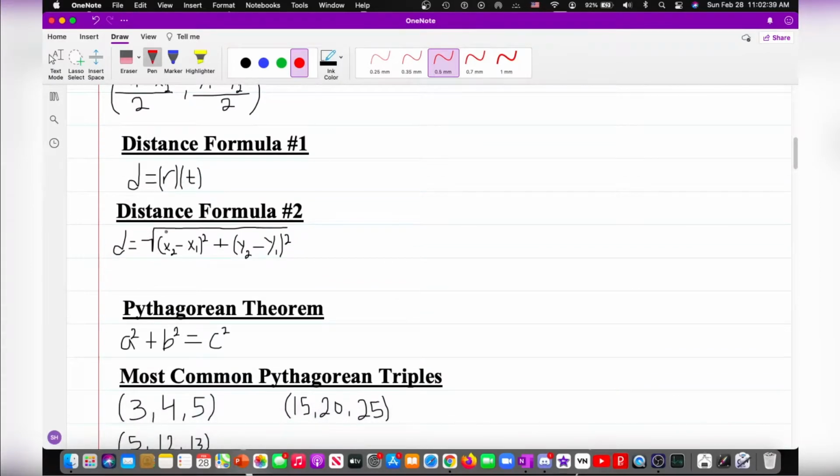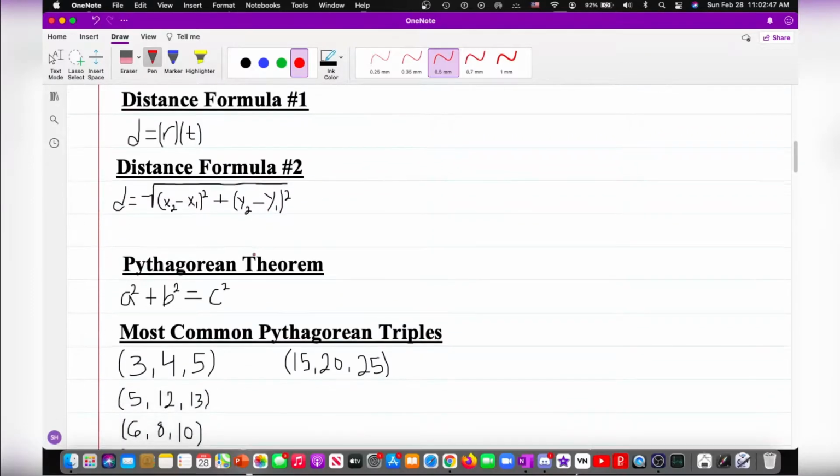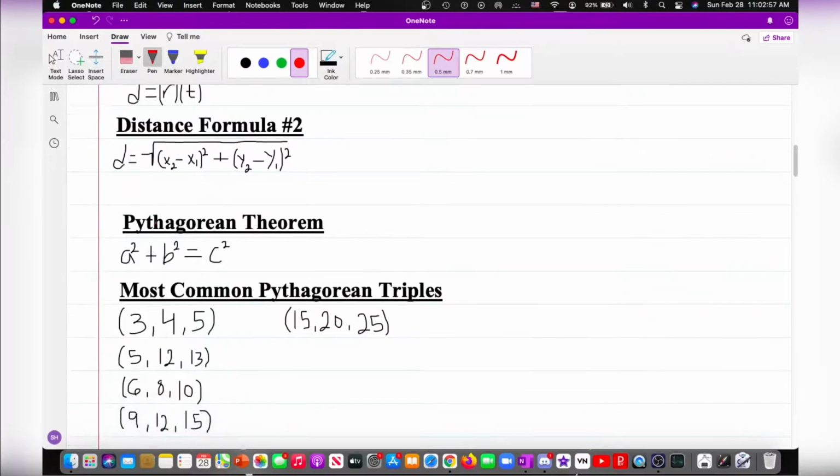And then here's the second distance formula. You have d equals the square root of x2 minus x1 whole squared plus y2 minus y1 whole squared. And again, this is the one that you're going to want to use if you're trying to find something for similar triangles in a graph, or trying to find how far away the points are.